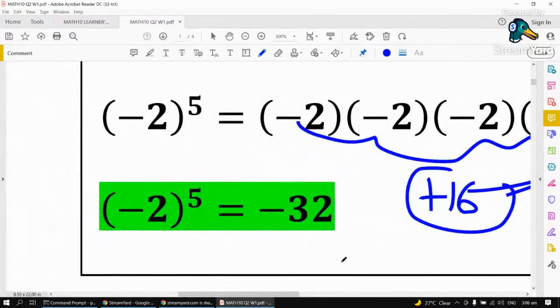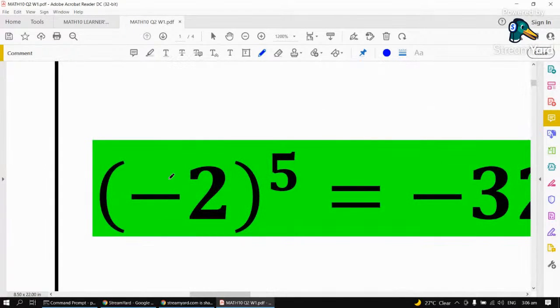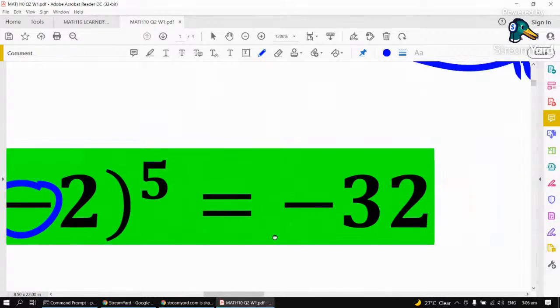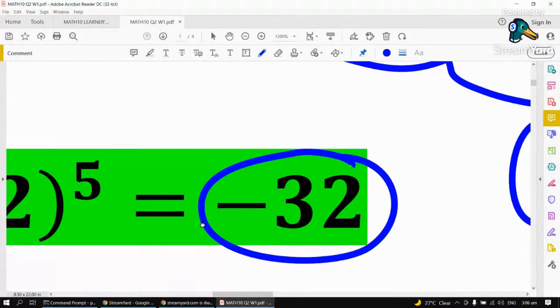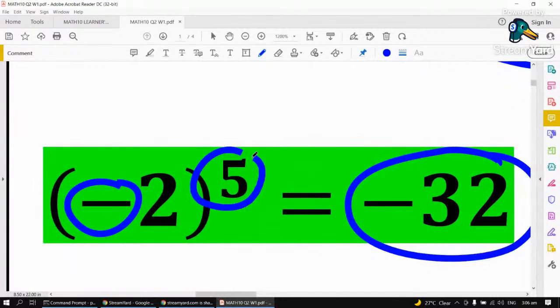Okay? So, ibig sabihin, ang gusto lang natin i-point dito, kapag ang base ay negative, yung sagot niya ay magiging negative kapag ang exponent ay odd number. Odd.